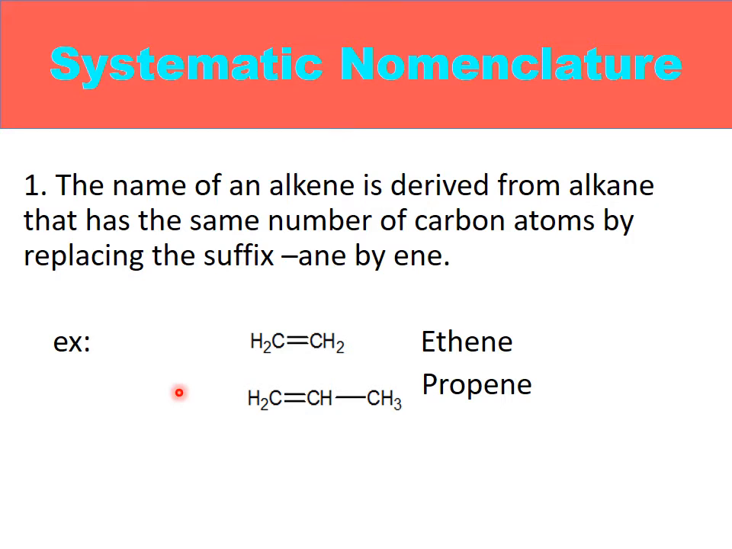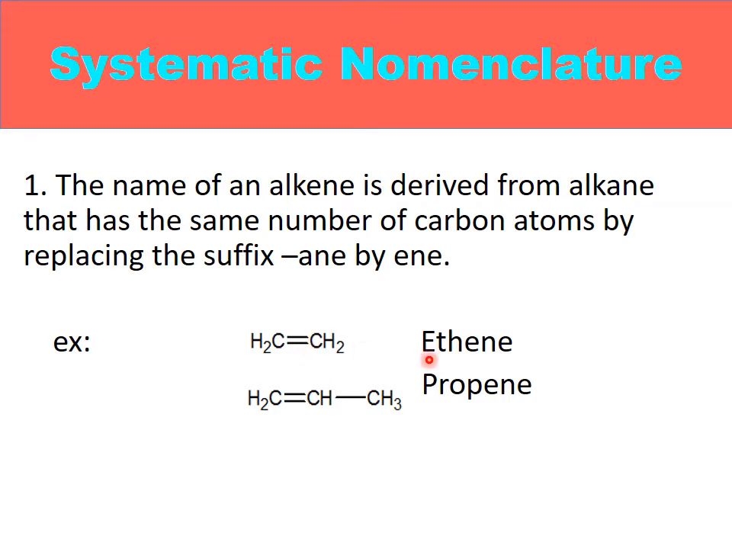Let's start with the rules now to give the systematic name of an alkene. First, we will start with a straight chain alkene. To give the name of an alkene, it's simply derived from the name of its corresponding alkane that has the same number of carbon atoms in the carbon chain, just by replacing the suffix "ane" with "ene." Take the following two examples. In the first example, the carbon chain is made up of two carbon atoms. Instead of writing ethane in the case of an alkane, now you should write ethene in the case of an alkene.